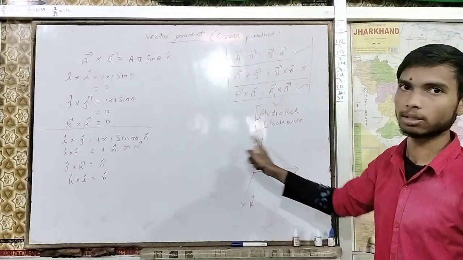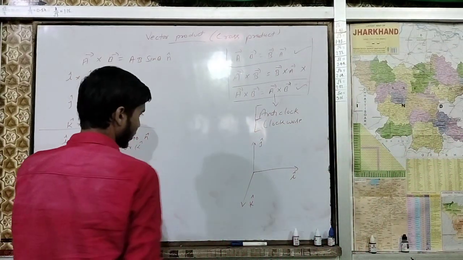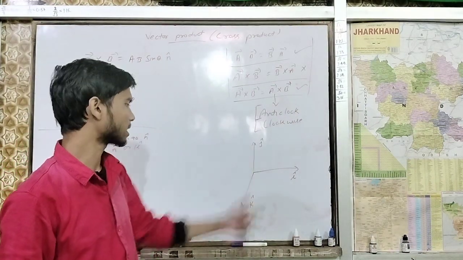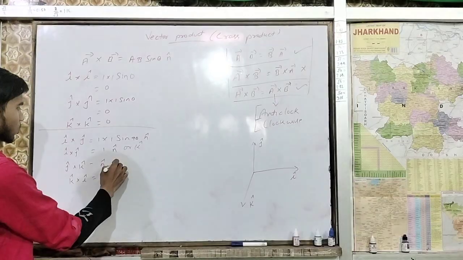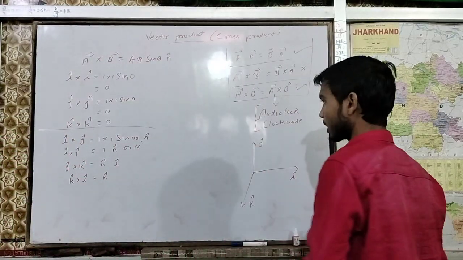In that case, this is considered as a positive. So this is positive. This is j cap, then k cap. Of course, next axis is coming, which is I cap. So this is nothing but I cap.